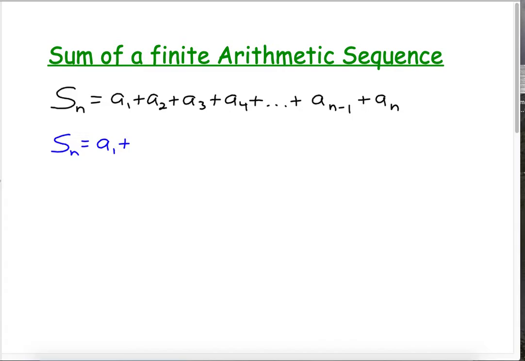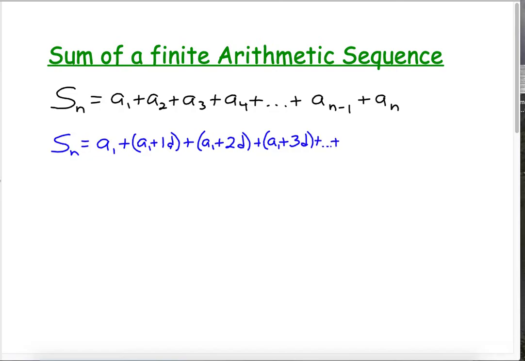Now what's a sub 2? Well, a sub 2 is equal to a sub 1 plus 2 minus 1 times d. Put that in parentheses. And then plus a sub 3. What's a sub 3? Well, a sub 3 is a sub 1 plus 3 minus 1, 2 times d. What's a sub 4? That's a sub 1 plus 4 minus 1 times d.